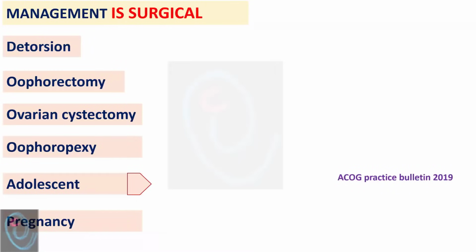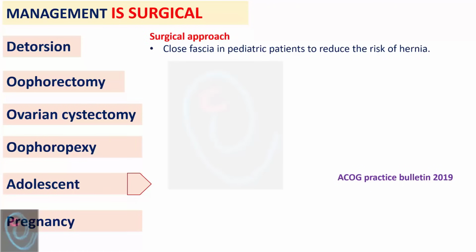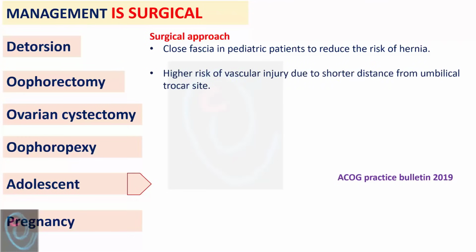Regarding surgical management in adolescents, fascial tissue may not have reached adult strength, so consider closing the fascia in these patients to reduce the risk of hernia. There is increased risk of vascular injury due to a shorter distance from the umbilical trocar site compared to adults. So use the smallest trocars available.